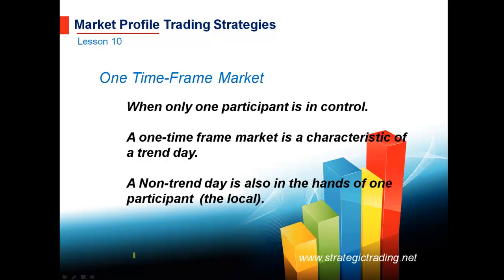We are going to talk, in the context of the control, about two types of markets. There is what we call a one-time frame market and what we call a two-time frame market. Let's begin first our focus on the one-time frame market. The one-time frame market is when only one participant is in control. All right, so if we're talking about a single time frame market, that means right away that we have one participant that is dominant, that is controlling the market.